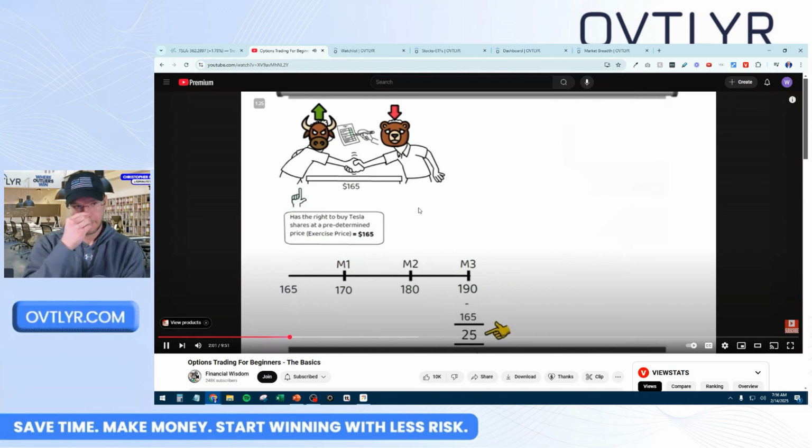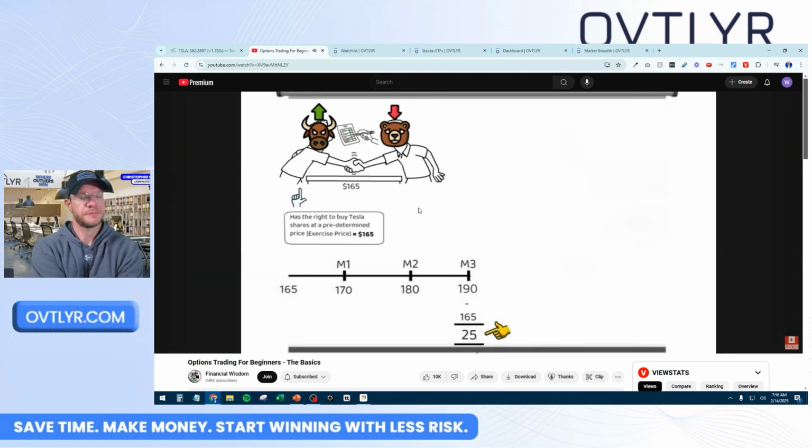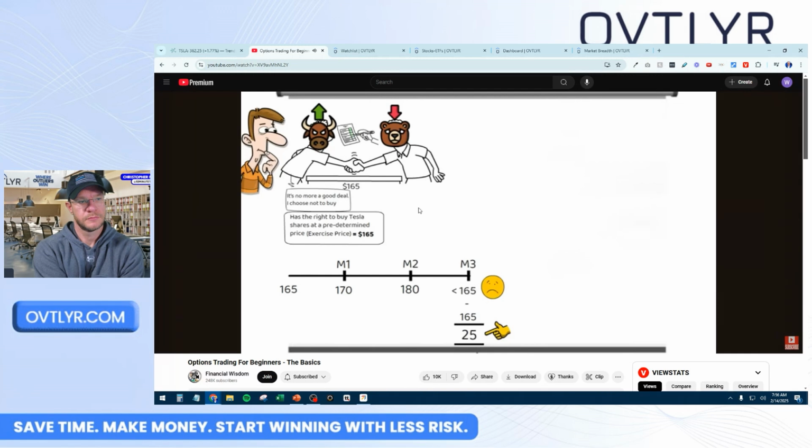Out a nice profit. On the other hand, if the stock price after 3 months is lower than the agreed $165, the bullish trader can choose not to buy shares at $165 because those shares are available at a better price. But is this a bad deal for the bearish trader? He loses when the price goes up and doesn't gain when the price moves down.